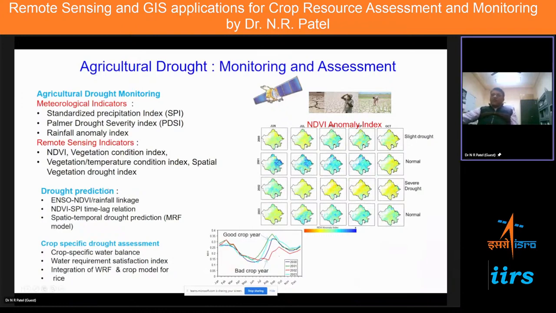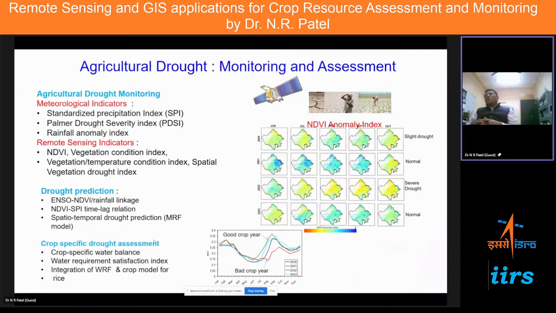At the drought prediction level, people have also tried ENSO linkage, space-time relationships, or Markov models. All these techniques are being used or developed to forecast drought.